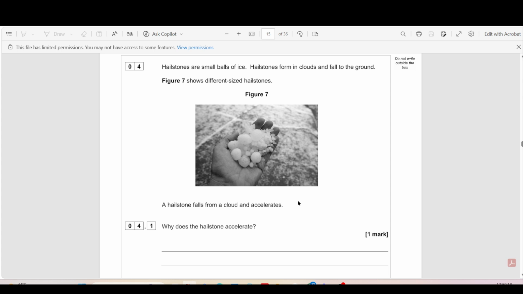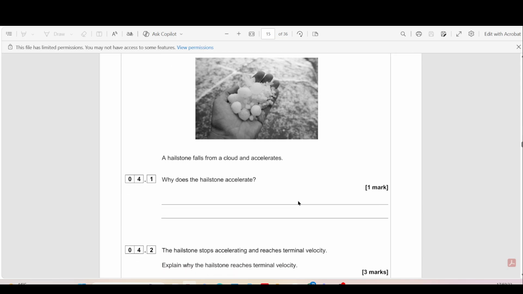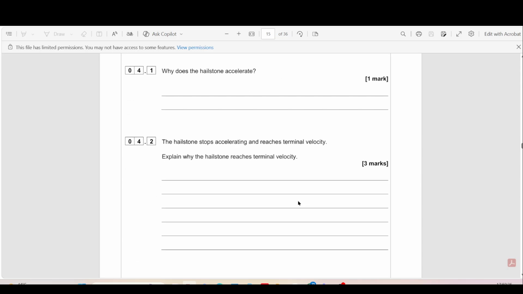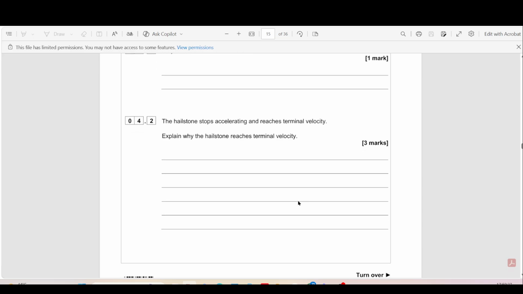Yes, because the weight is greater than air resistance, right? So because of its weight, it applies force downward. The hailstone stops accelerating and reaches terminal velocity. Explain why the hailstone reaches terminal velocity.